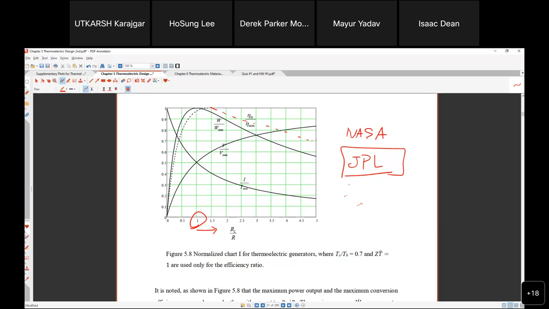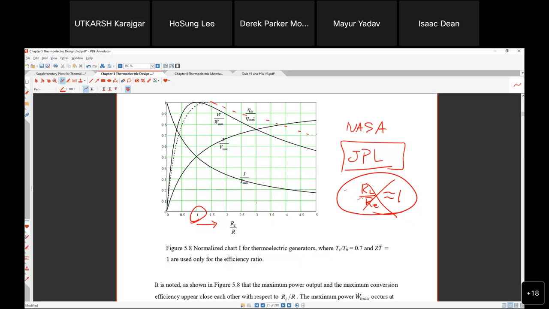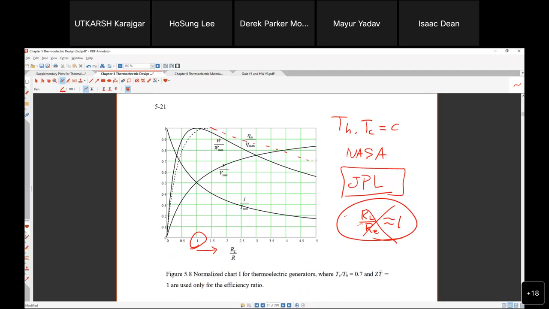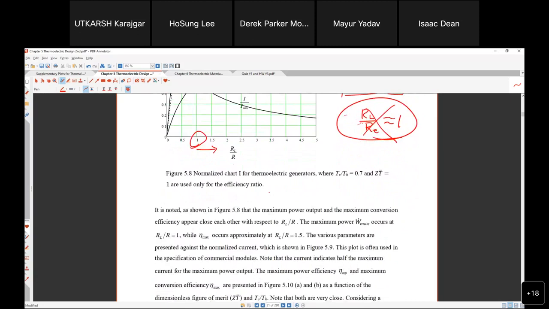Well, anyway. The point is I was shocked. They should not use this in their design. I will tell you later, because of that. But this is only valid when TH, TC are constant. Then yes, true. But that's not what happens. I'd like to move on.